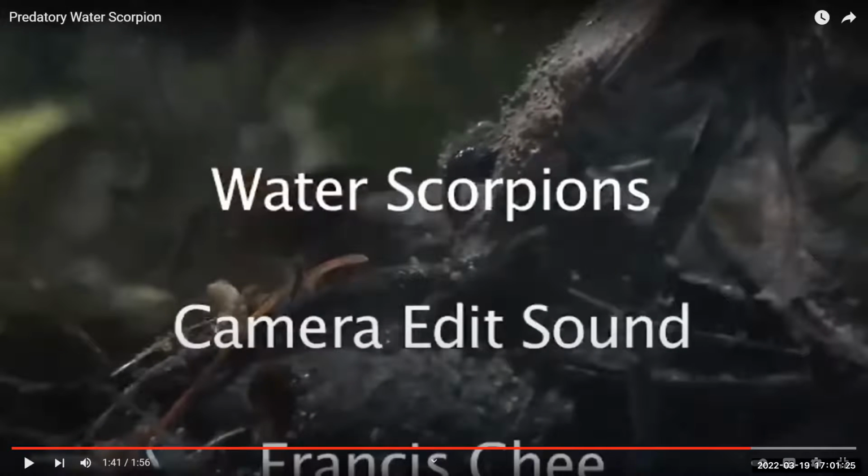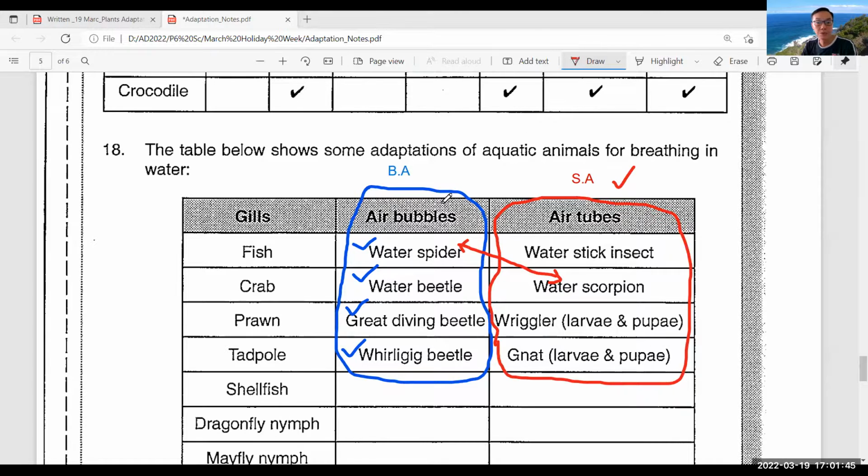Okay, so you have seen the difference between the behavioral and structural adaptations of these two animals. So I hope that you can classify accordingly what is structural and what is behavioral. As I go back to the worksheet here, those that carry air bubbles are behavioral. Those that have this air tube as part of the body, usually at the back end of the animal, have a tube that penetrates above the surface to receive air. So these are structural adaptations.